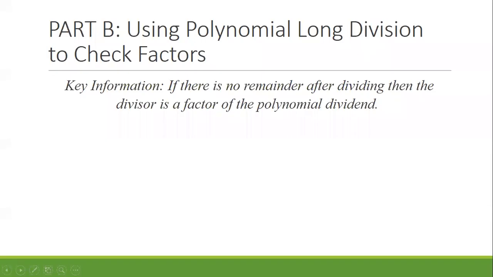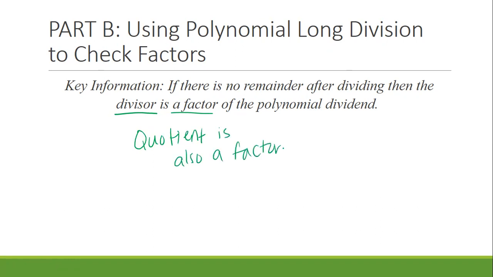So part B, using polynomial long division to check factors. The key information is if there's no remainder after dividing, then the divisor is a factor of the polynomial, the dividend. Okay? Not only is the divisor a factor, but your quotient is a factor.